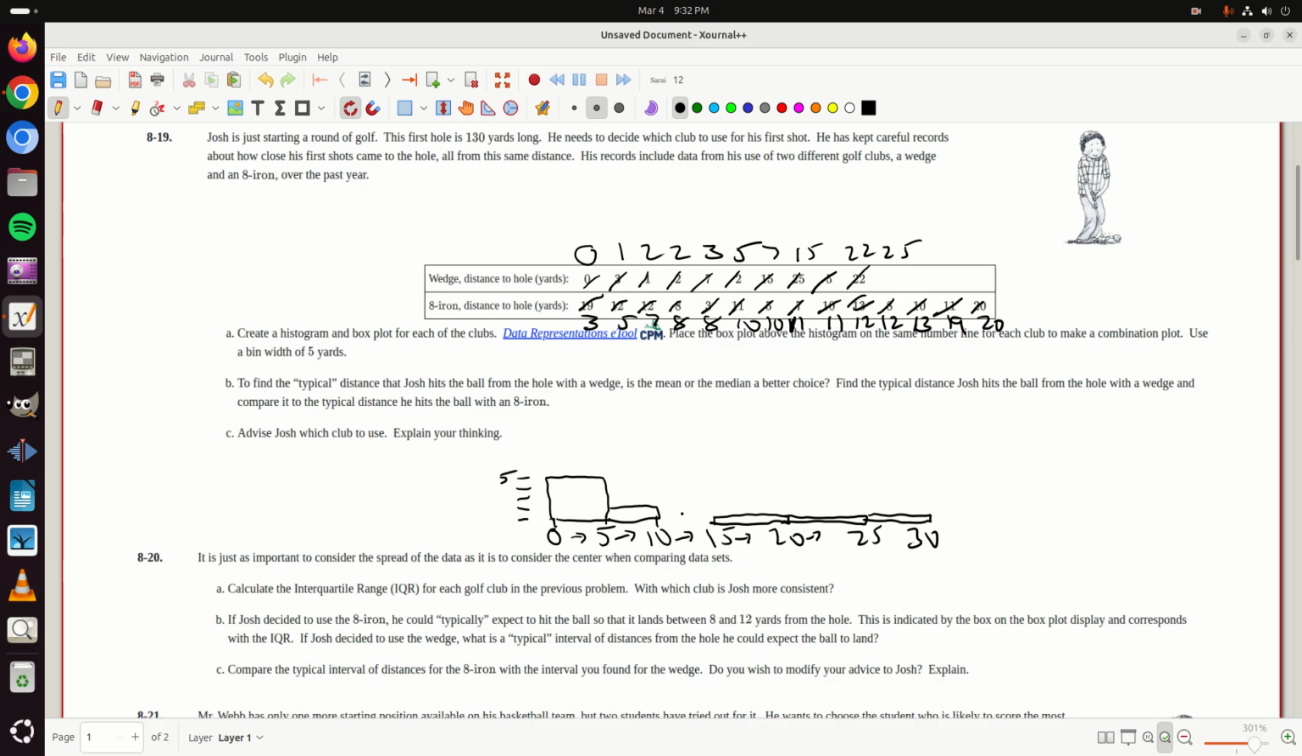So when I go up here, I'm now going to make my box and whisker plot. I know the smallest one is at 0 and my biggest one is at 25. If I start working my way in, actually, I guess I should count first. Well, I guess I don't need to count because I'm doing it this way.